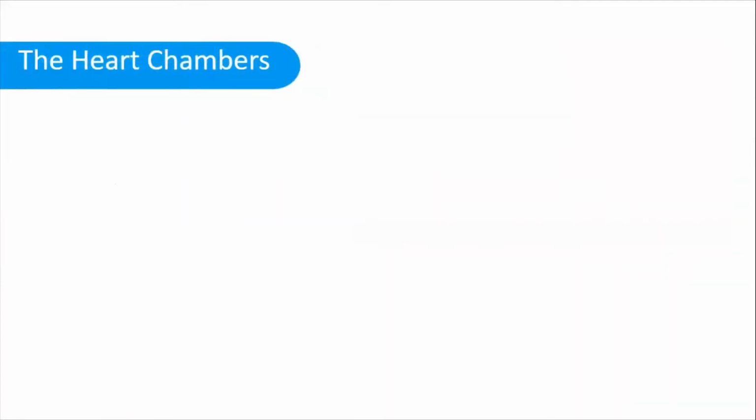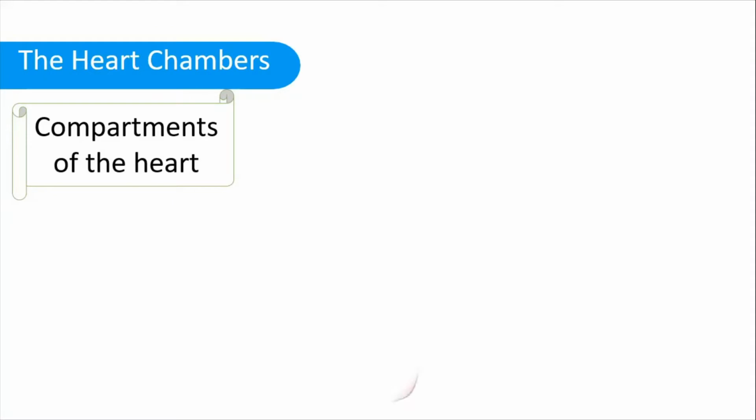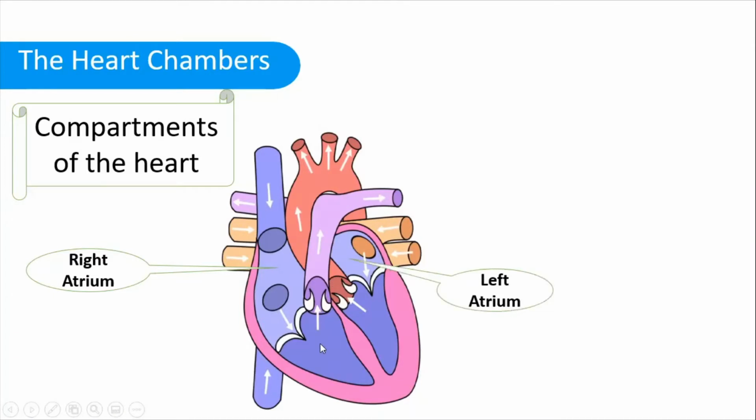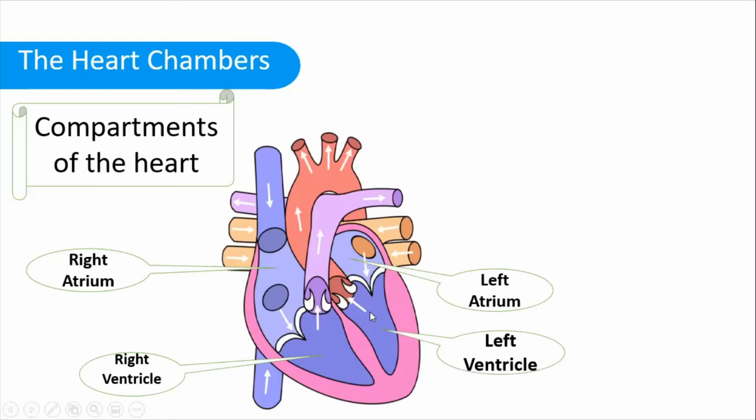Inside the heart are chambers. Chambers means the compartments of the heart. And let's see what these compartments are. First of all is the right atrium. The second is the left atrium. And the third is the right ventricle. And then of course the left ventricle.